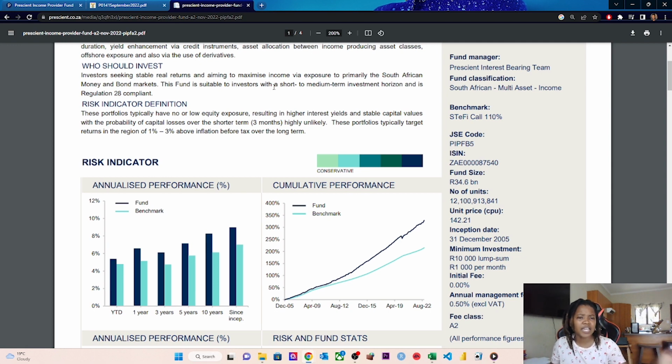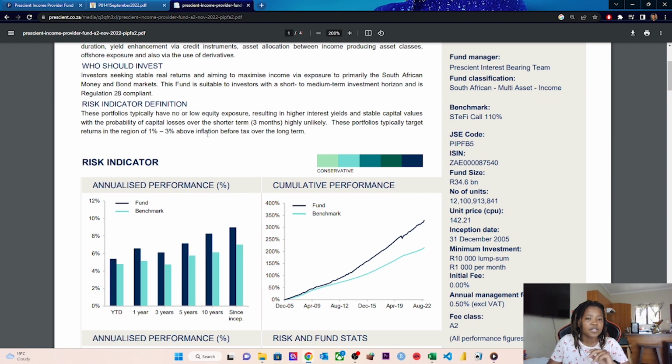Okay, and then the risk indicator definition. So these portfolios typically have no or low equity exposure. That's what I spoke about, British Tobacco and Naspers, resulting in higher interest rate yields and stable capital values, with the probability of capital losses over the short term, 3 months, highly unlikely. Not impossible, just highly unlikely. These portfolios typically target returns in the range of 1 to 3% above inflation before tax over the long term.